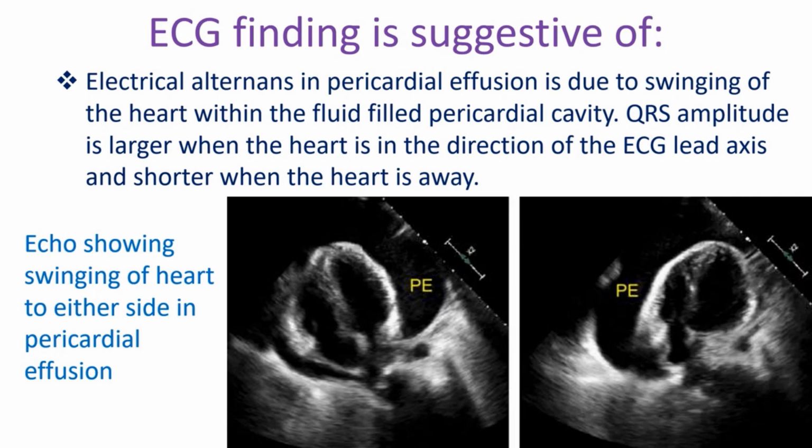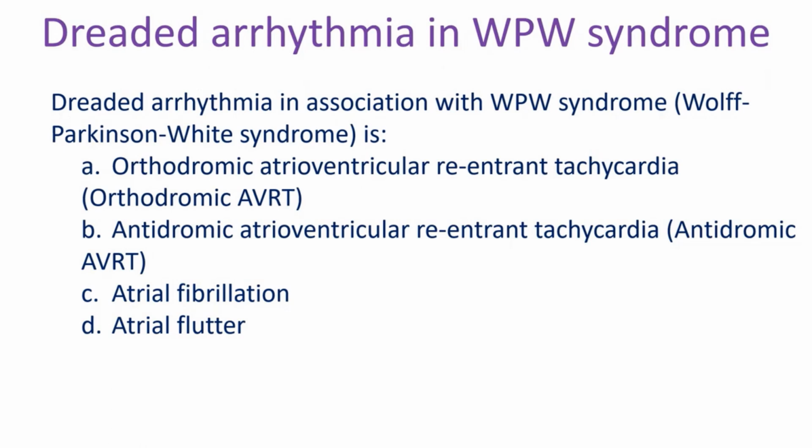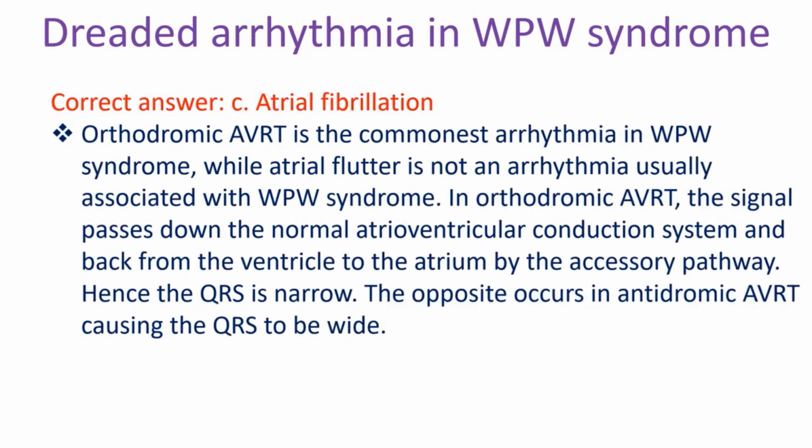Dreaded arrhythmia in association with WPW syndrome is: A. Orthodromic AVRT, B. Antidromic AVRT, C. Atrial fibrillation, D. Atrial flutter. Correct answer C. Atrial fibrillation.